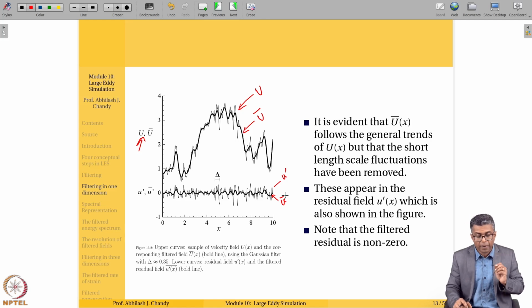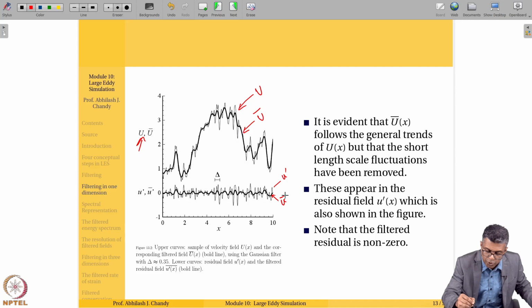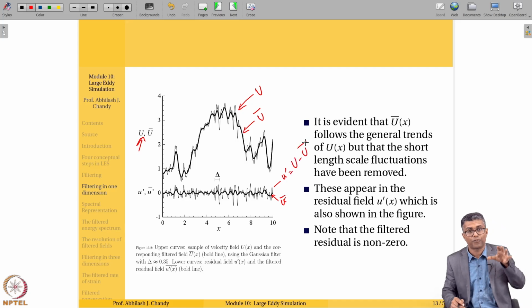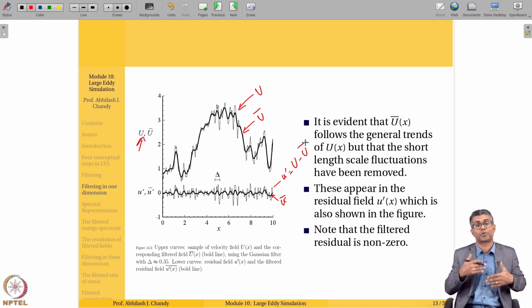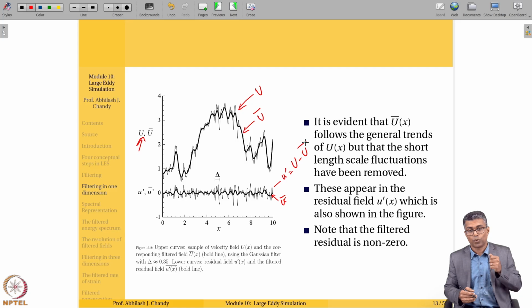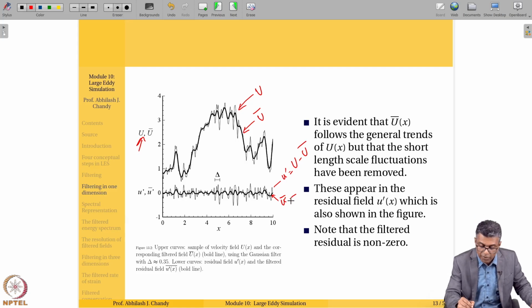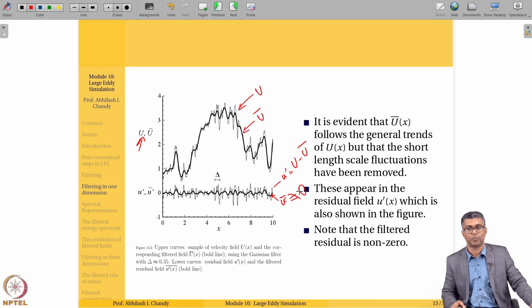Now, if you subtract your u minus u bar, you will get your residual velocity field. That is the thin solid line on the bottom. And then when you filter that even further, you will get something that is smoother. But notice, it is not zero. The filtered residual field is not zero. And that is the important thing.